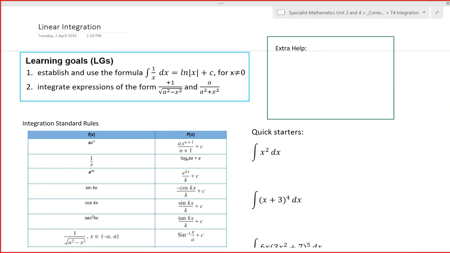Very good. So yeah, we're just adding plus 1 to the power. So 2 plus 1 is 3, and we divide by that new power, and plus c. Okay. Alright, have a go at the next one.